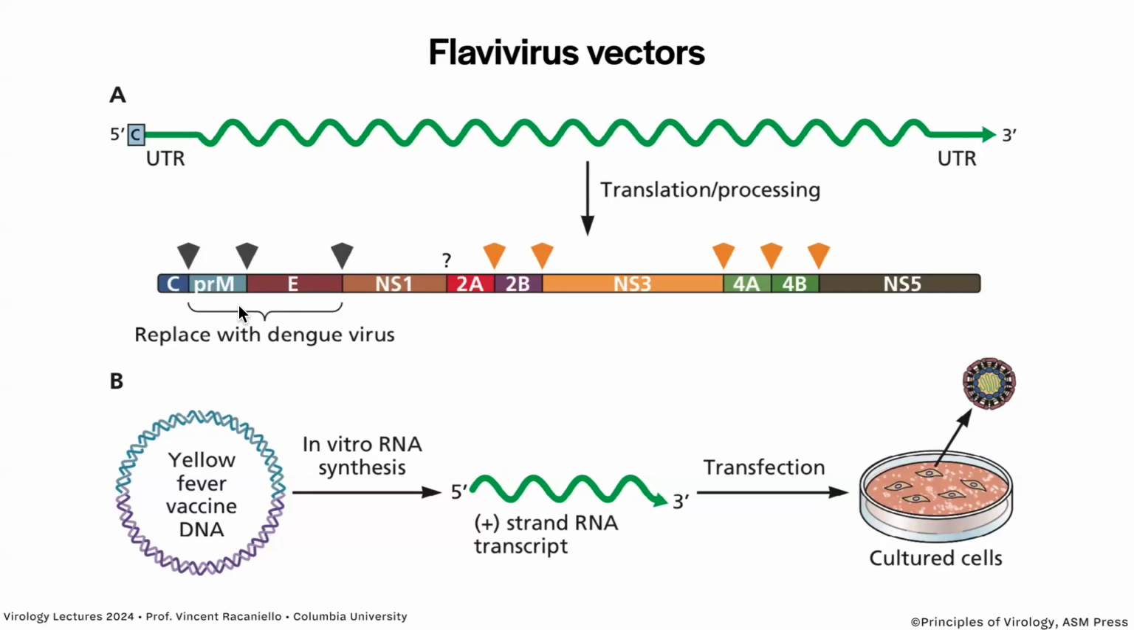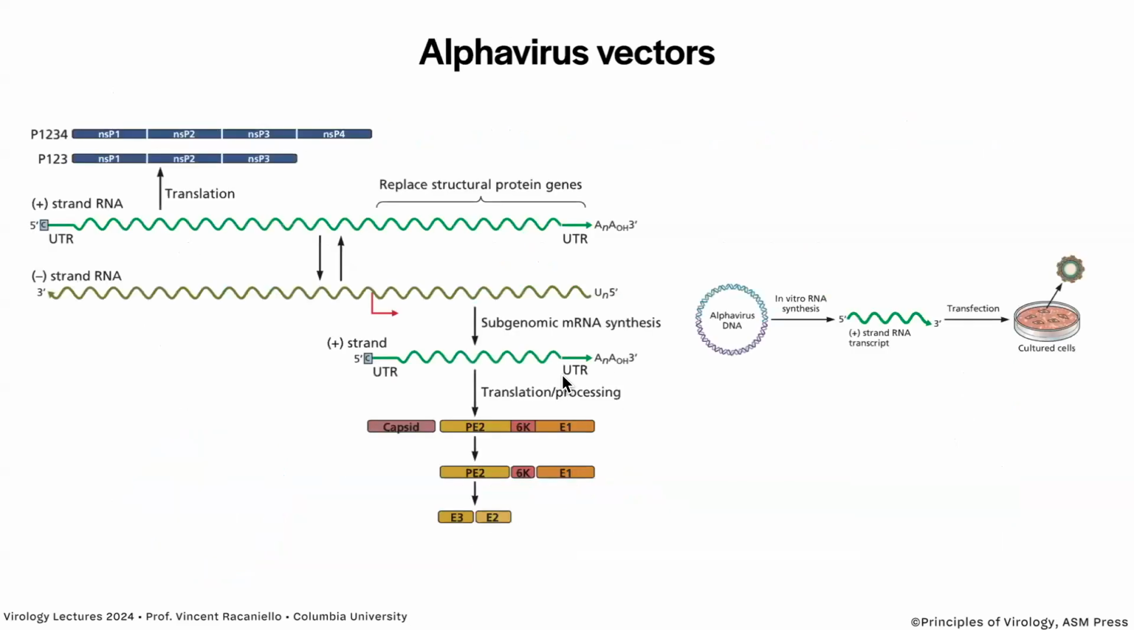We take the structural proteins here on the left, PRM and E, and we replace them. In the one example I'll tell you, we replace them with the structural proteins of dengue virus. And you take a DNA encoding this construct, basically yellow fever genome with dengue virus proteins. You make RNA transcripts in vitro, transfect them into cells, and out come your recombinant virus that can be used for immunization. And this vaccine is called Dengvaxia, has been licensed in many countries. We use alphaviruses, Semliki Forest virus.